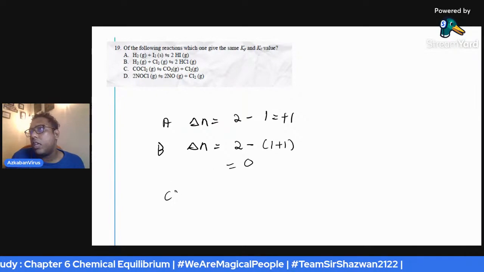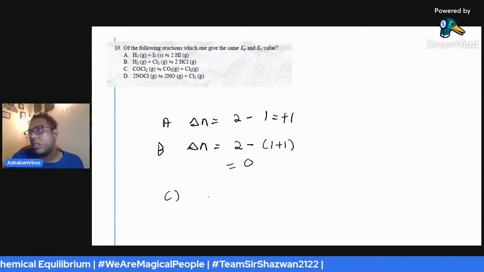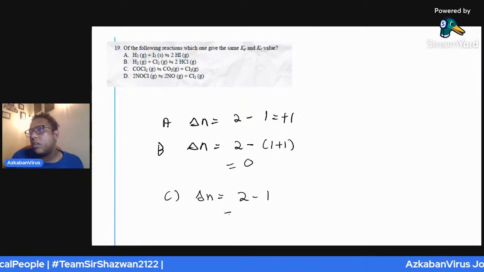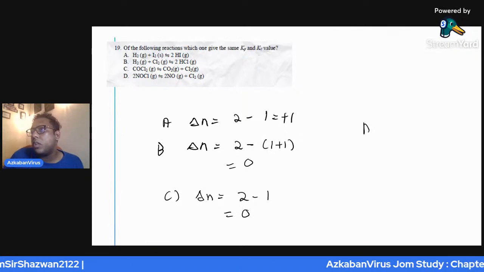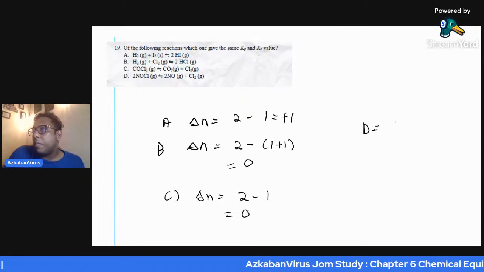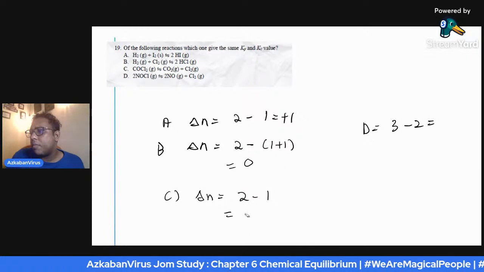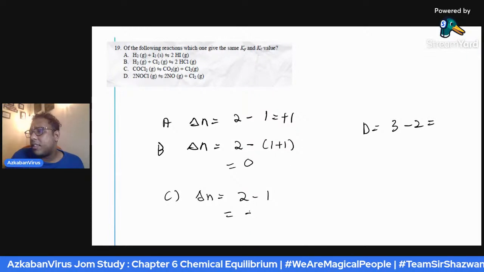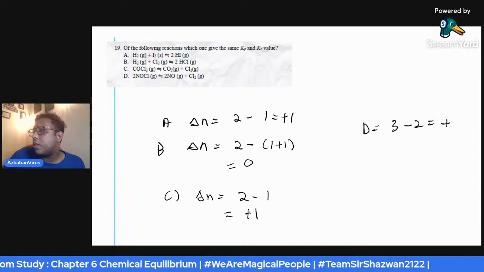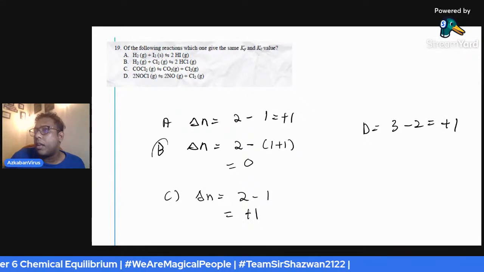Untuk yang C, delta N is equal to 2 tolak 1 dengan 0. Untuk D pun 3 tolak 2. 2 tolak 1 sama 0 apa ni? Positif 1. Ada positif 1 juga. So jawapan dia adalah B.